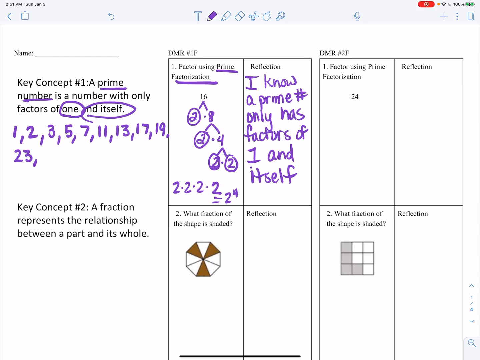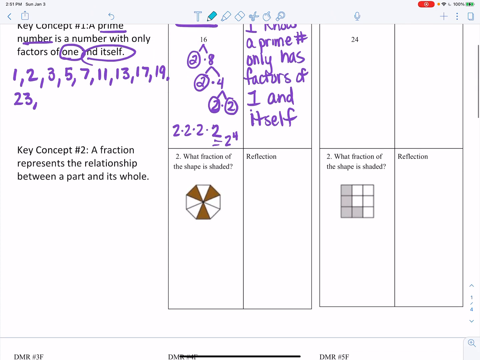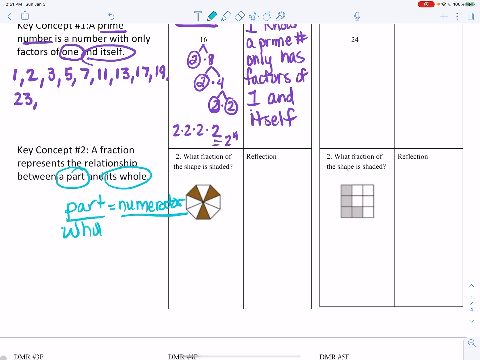We're going to do the second part, which is down at the bottom. What fraction of the shape is shaded? So we need to understand that a fraction represents the relationship between a part and its whole. So the part is the numerator, and the whole is the denominator.